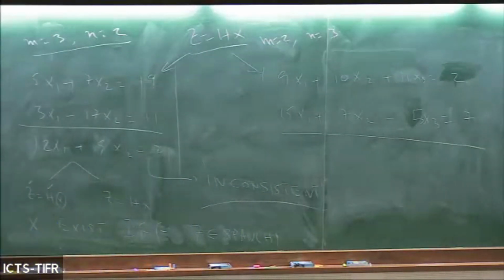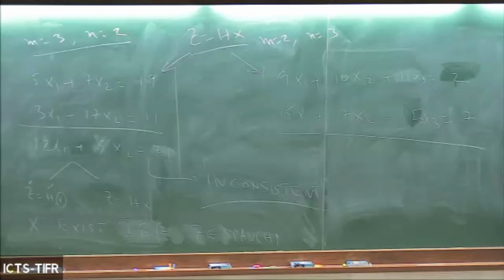Inconsistent means what? There exists no x for which all the three equations can simultaneously be true.